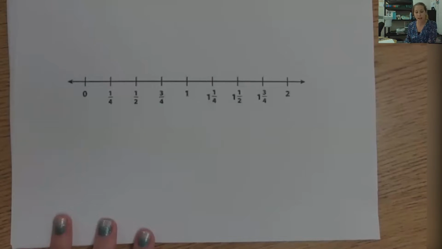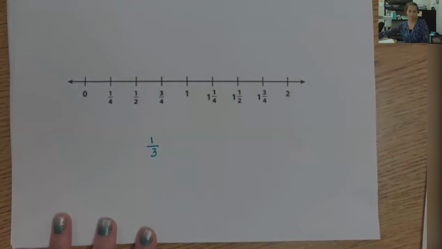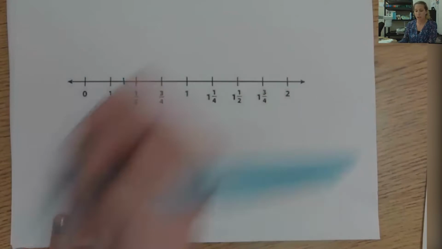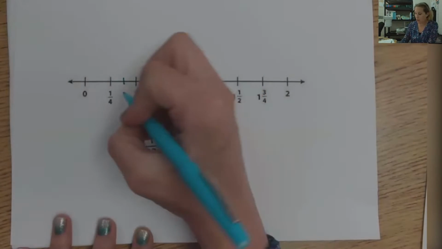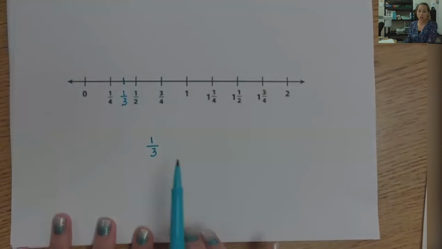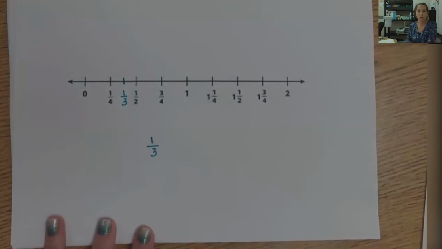Which two benchmark fractions is 1/3 between? How do you know? One-third is between 1/4 and 1/2. Excellent. We know this because they're all unit fractions. That means they have a numerator of 1. And so you can order them from least to greatest in reverse order of their denominators.